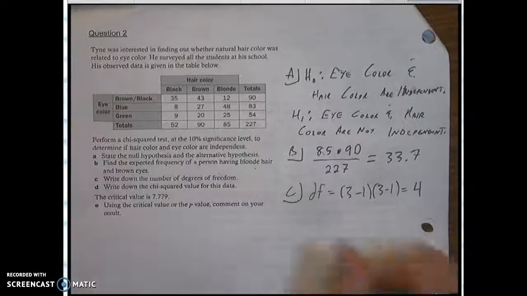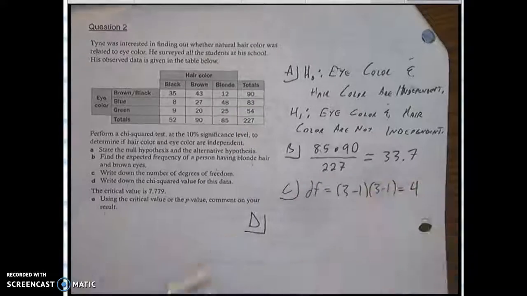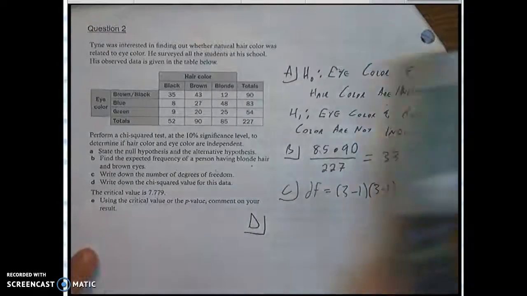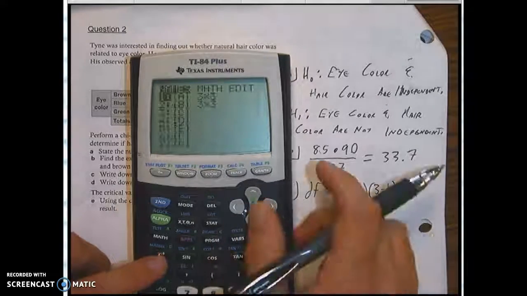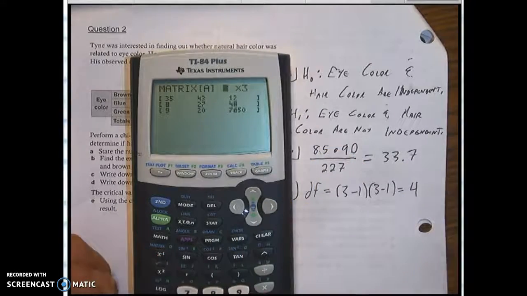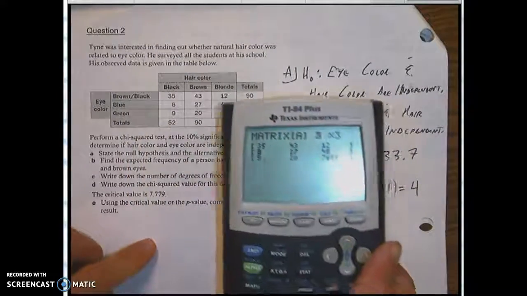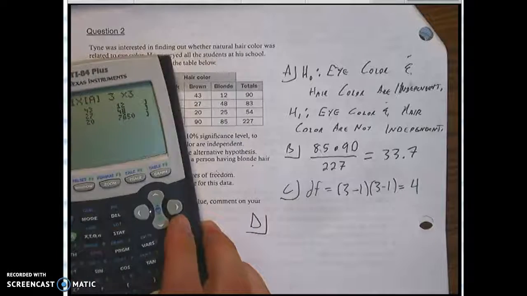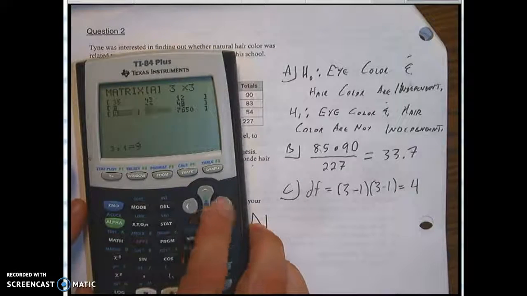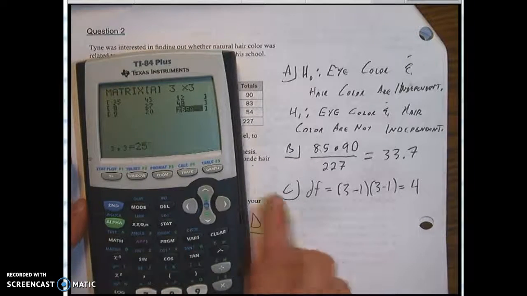Part D says write down the chi-squared value for this data. So this is the calculator part. If we go to second matrix, we go over to edit. We've got a 3 by 3 here, and I've already got the data typed in. Almost. I mistyped one number. This should be a 25 right here.